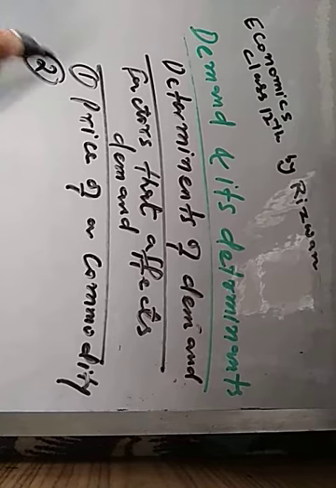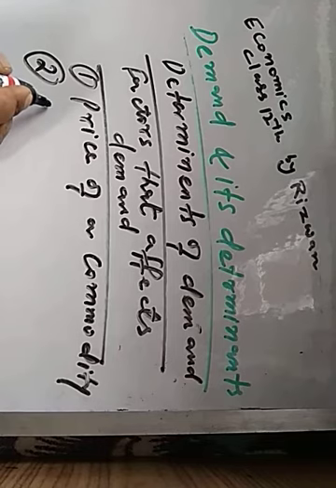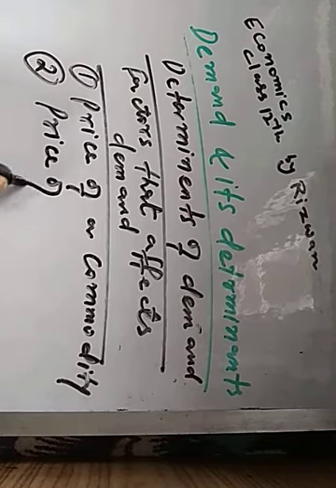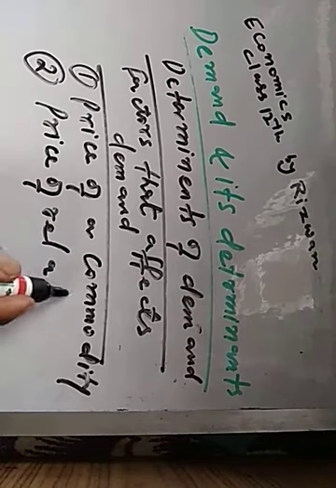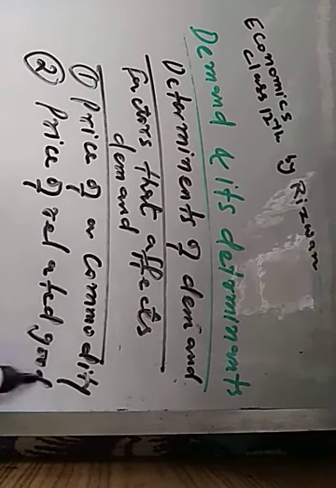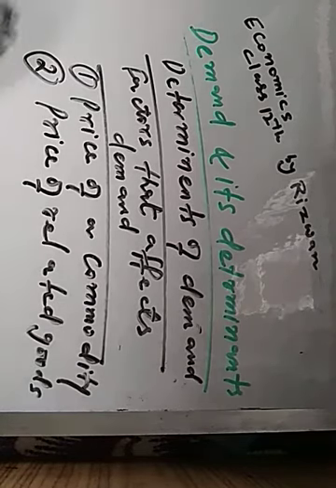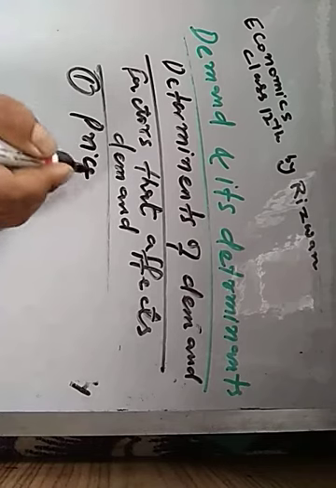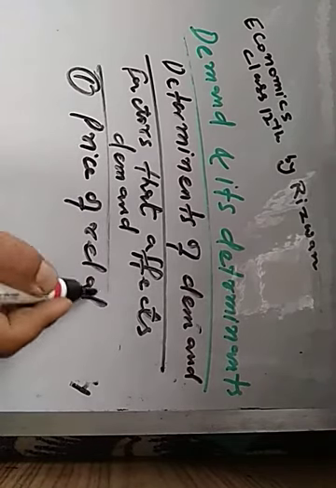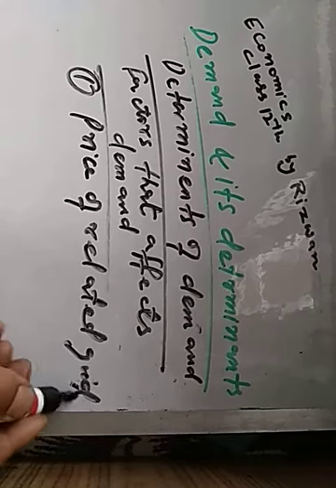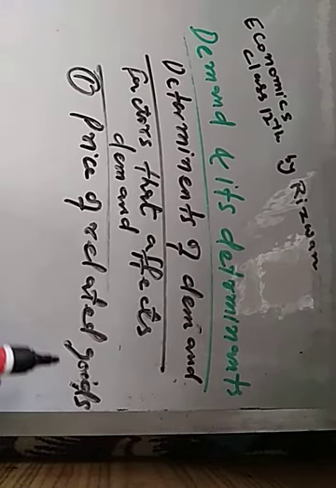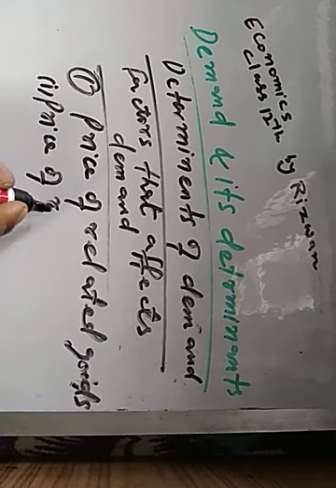Second one is price of related goods. Related goods, it includes substitute goods and complementary goods. First, we will discuss price of related, price of substitute good.